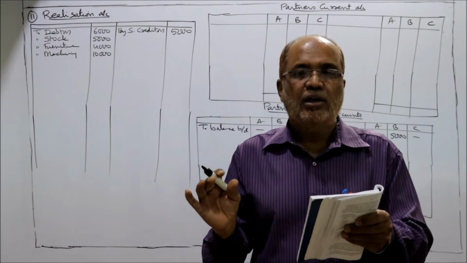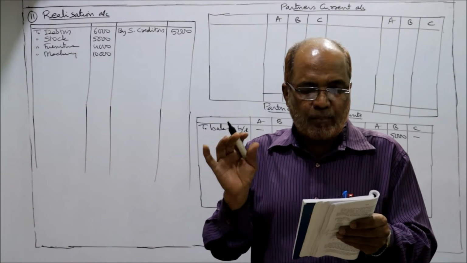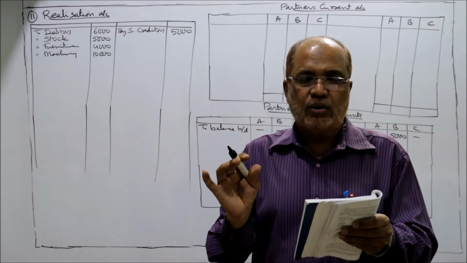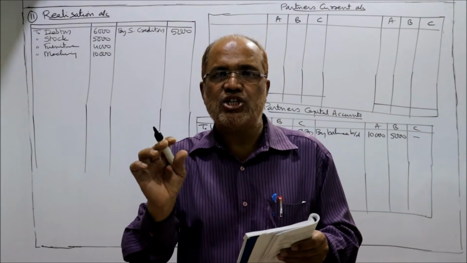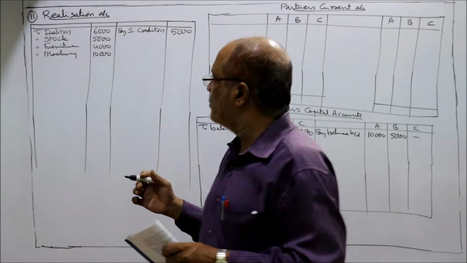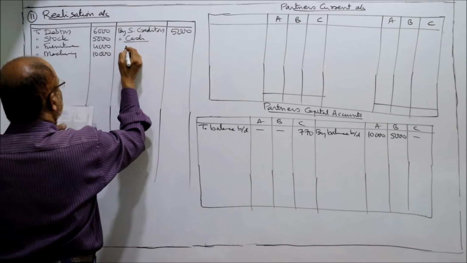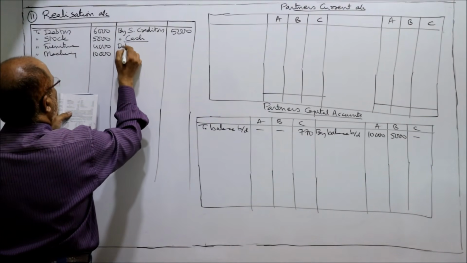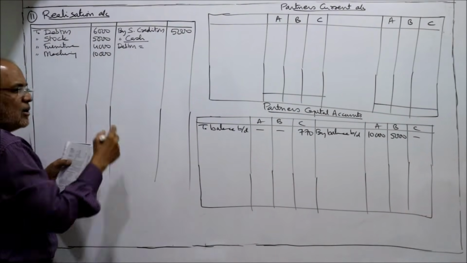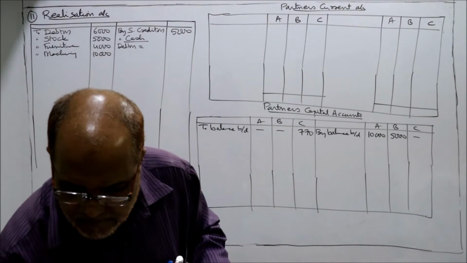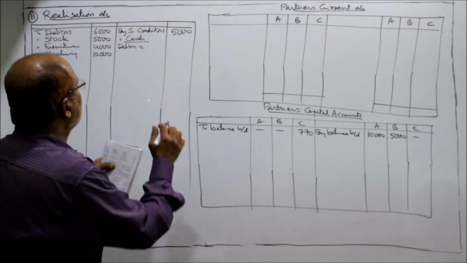Assets realized: debtors 25% less, furniture 10% less, machinery 15% less. So three assets: debtors, furniture, machinery. The entry will be cash account debit to realization, so the realization account is credited by cash. Debtors are 25% less: 6,000 into 25% is 1,500, so 6,000 minus 1,500 is 4,500.